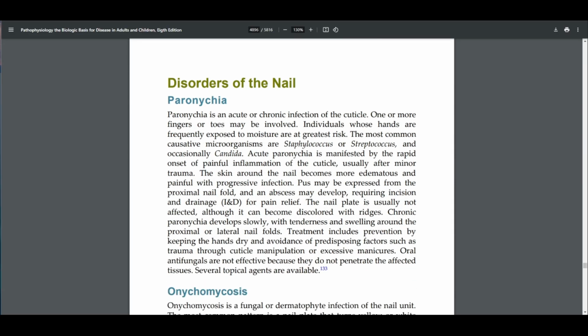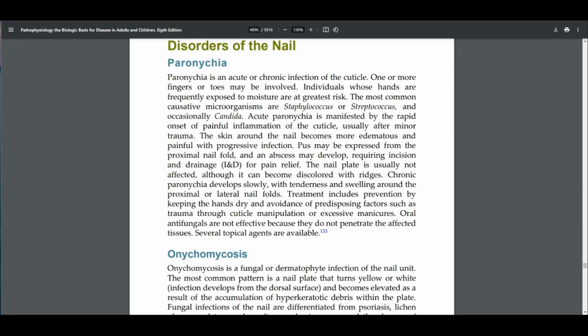Disorders of the nail. Paronychia. Paronychia is an acute or chronic infection of the cuticle. One or more fingers or toes may be involved. Individuals whose hands are frequently exposed to moisture are at greatest risk. The most common causative microorganism are Staphylococcus or Streptococcus, and occasionally Candida.